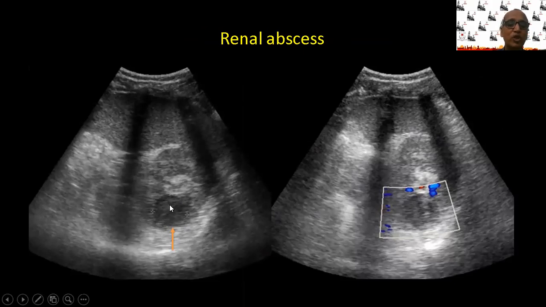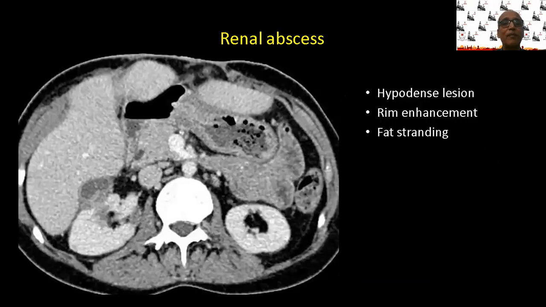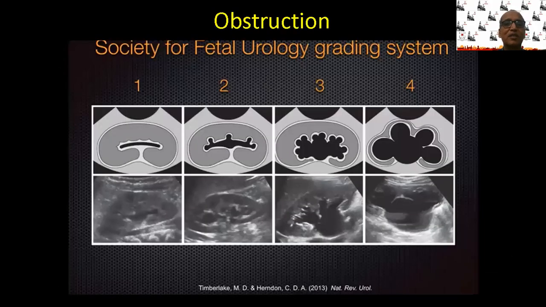Color Doppler will not show any flow within the lesion, but there could be increased flow adjacent to the lesion. And it's important to identify renal abscess because these abscesses could be drained either image guided or surgically for complete cure. So on a CT, it shows as a hypodense lesion, rim enhancement, no enhancement in the center, perinephric fat stranding. So this is very classical for a renal abscess.